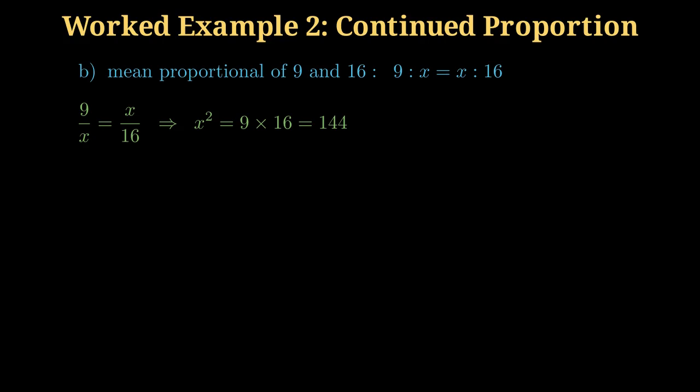Cross-multiply: x times x is x squared, and 9 times 16 is 144. So x is the square root of 144, 12. Check it. 9 to 12 is 3 to 4, and 12 to 16 is 3 to 4 as well. So the mean proportional of 9 and 16 is 12. Notice the shortcut: the mean proportional squared always equals the product of the outer two numbers.